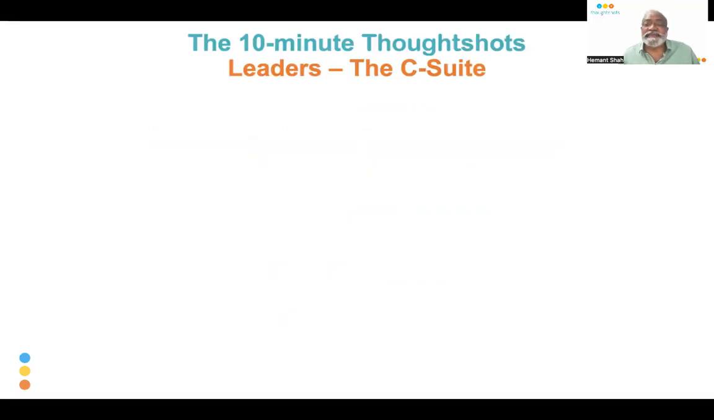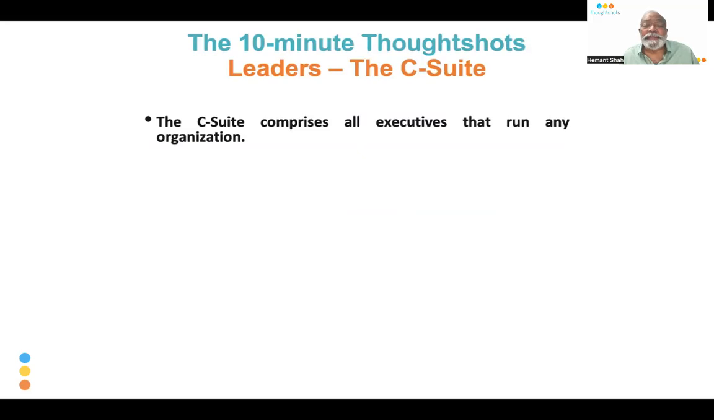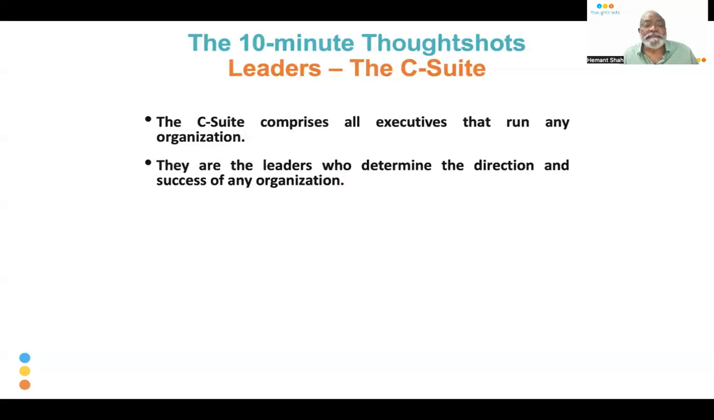So what is the C-suite? The C-suite comprises all executives that run any organization. Whoever is in charge of running various aspects of a business or an organization comprises the C-suite. Why is it called the C-suite? Because they're generally chief something or the other. So they all are C-something-O's, and that's why it's called the C-suite. They are leaders who determine the direction and success of an organization.